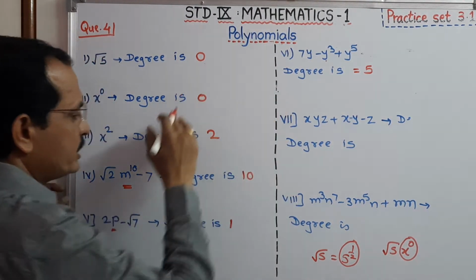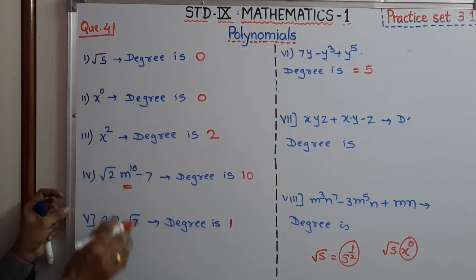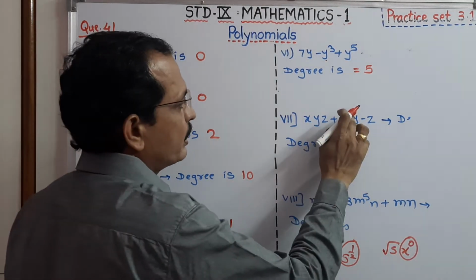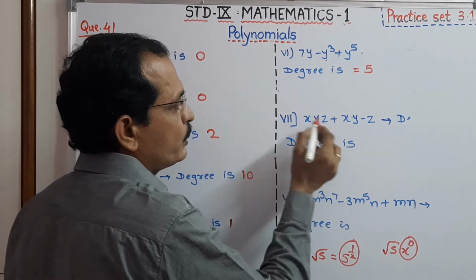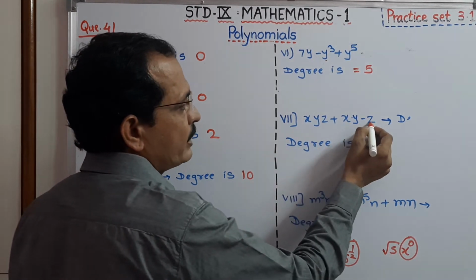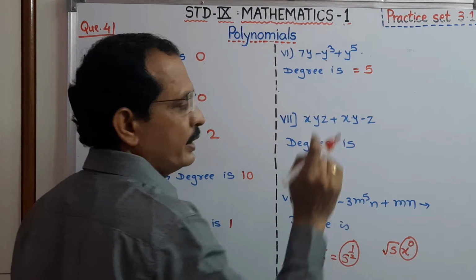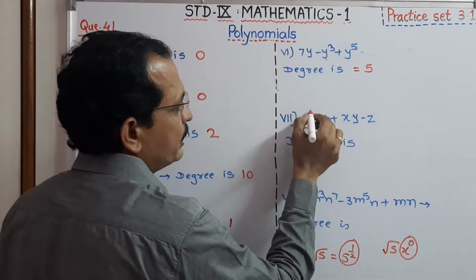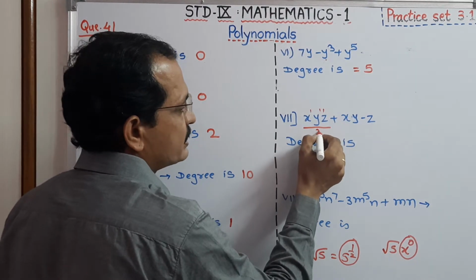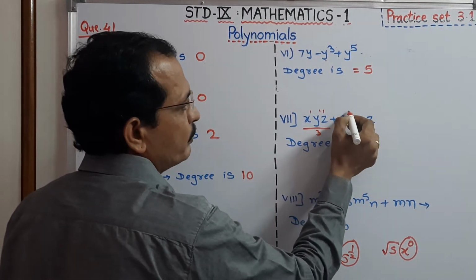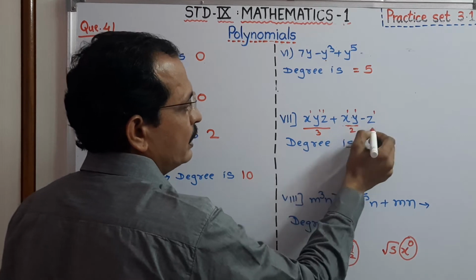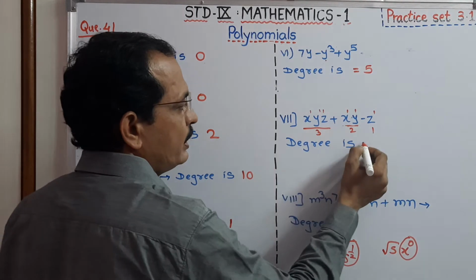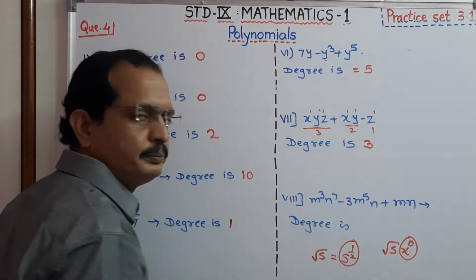Now see, up to this, one variable is used. Now see dear student, three variables are there. Here x into y into z plus xy minus z, we have to find out the degree. For that purpose, what do we have to do? First term, degree 1, 2, 3, it is 3. In the second term, it is 1, 1, and here it is 1. Now 3, 2, 1, which is the maximum one? 3. Therefore degree is 3.